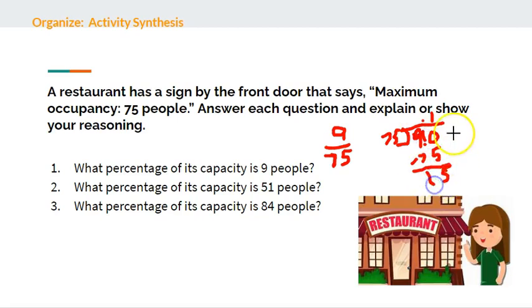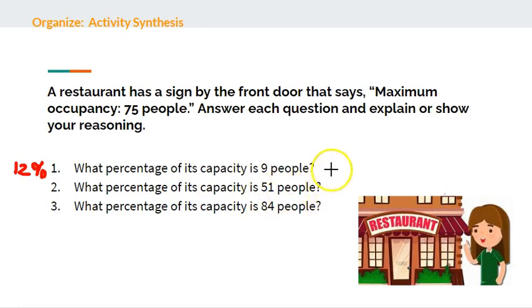So we get 15 here, bring down a 0. 75 will go in there twice. So what is the percentage of people? Well, it's 12 hundredths, which we multiply by 100, and that gives us 12%. So it's got 12% of its capacity right now.